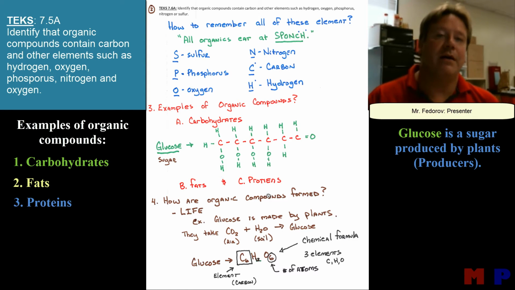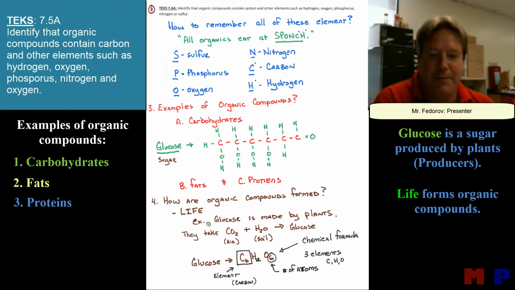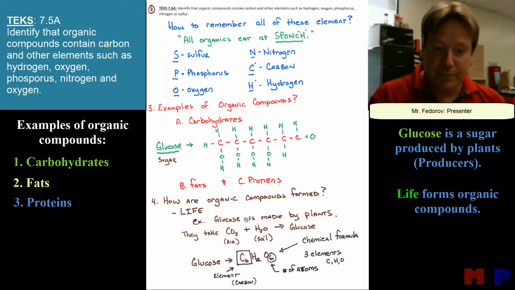So how are organic compounds generally formed? Well, life forms them. Life makes organic compounds. The example up here of glucose is made by plants. Plants make glucose. And so what they do is they actually take in carbon dioxide, which is from the air, and water from the soil, and in the presence of sunlight, they'll make sugar or glucose, which is right here. They actually form this compound.